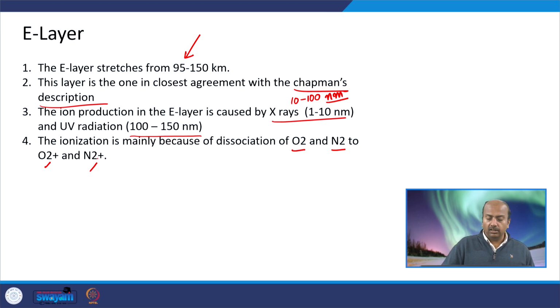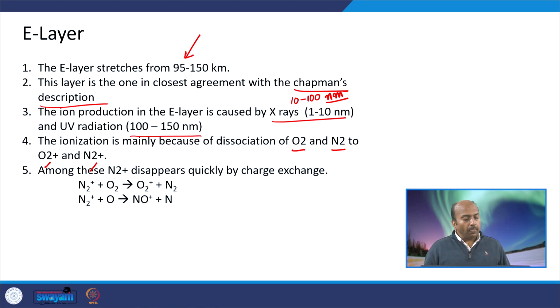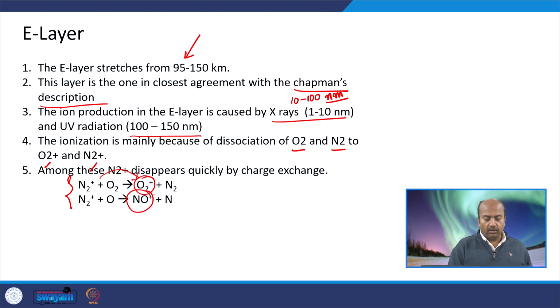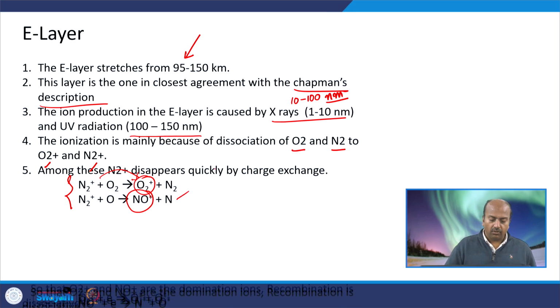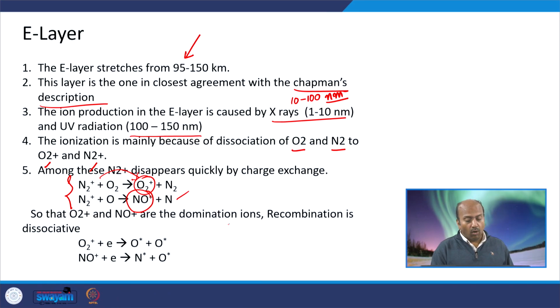So, what type of ions are these? These are molecular ions. Because the energy is very high, it can directly ionize these molecules. Among these, N2+ will disappear very quickly by charge exchange because of the availability of oxygen. See here the charge is being exchanged onto oxygen, and a nitric oxide molecule is forming in an ionized state, along with atomic nitrogen. So, O2+ and NO+ are the dominant ions, and recombination is generally by dissociative recombination.